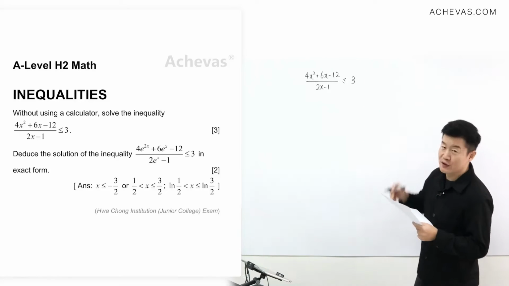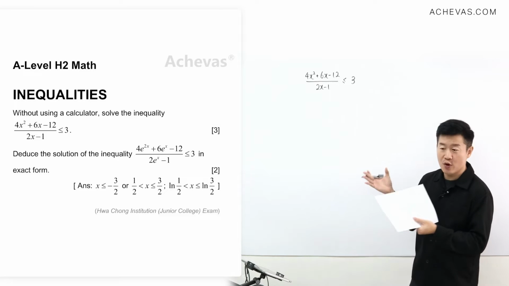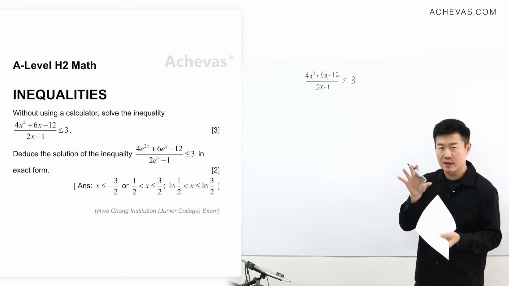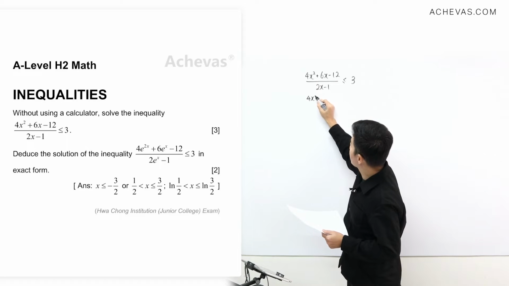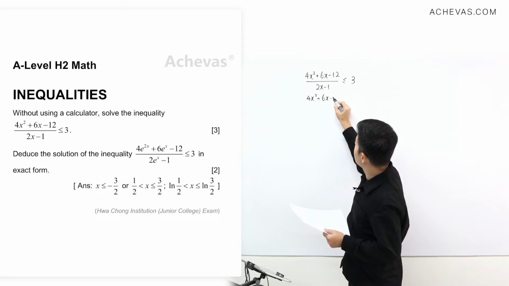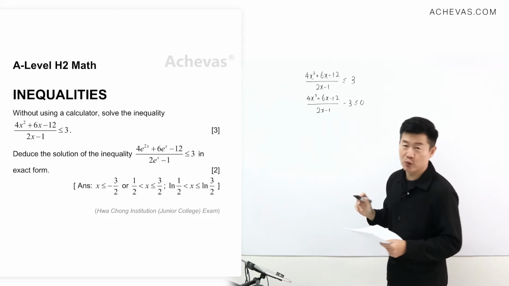Okay, we are supposed to be solving this inequality, and the first thing that I'm going to do is bring the 3 over to the left-hand side so that one side of the inequality is equal to 0. So it will be (4x² + 6x - 12)/(2x - 1) - 3. This is less than or equal to 0.